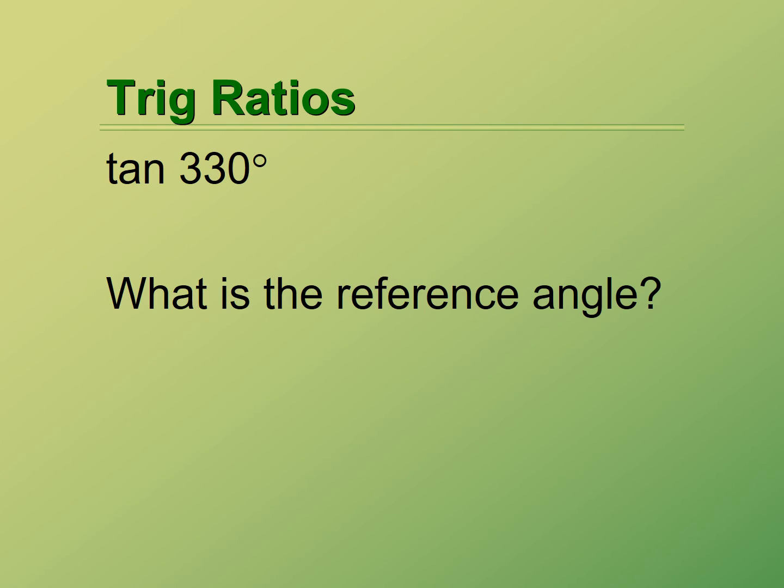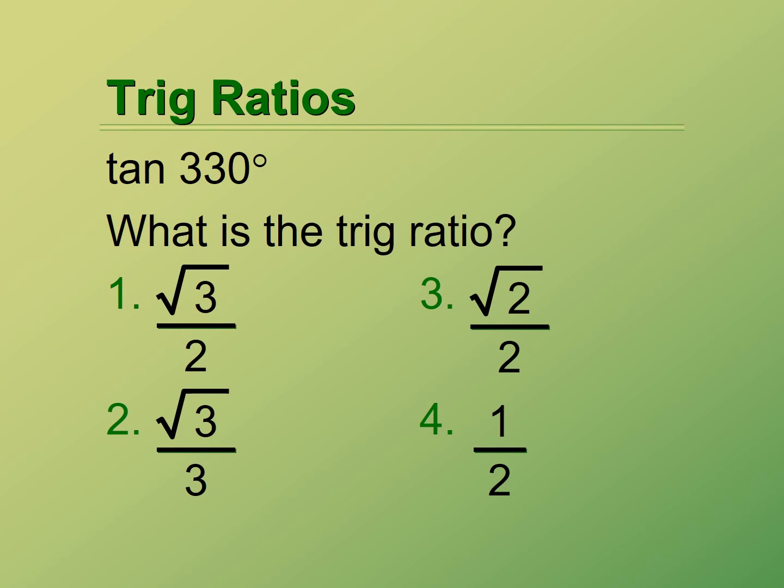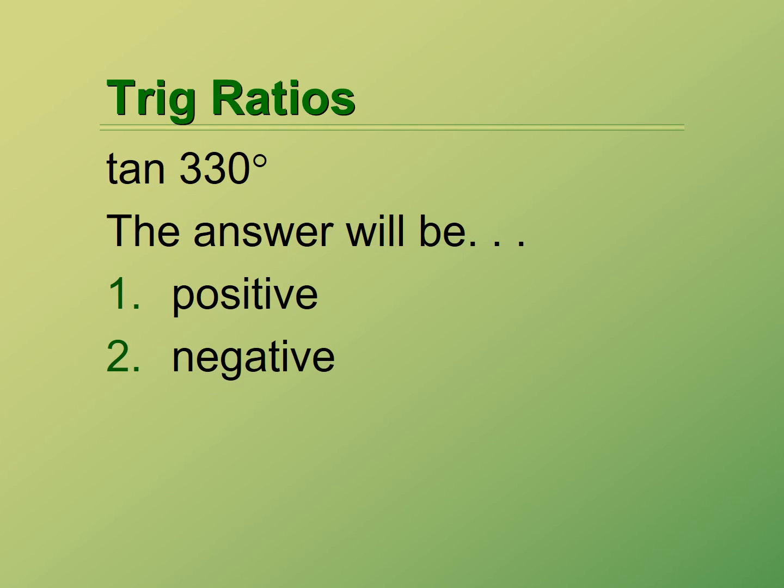Let's look at tangent of 330. First, we look at what the reference angle is. It's in the fourth quadrant, so we do 360 minus 330, which means our reference angle is 30, which means we can use our special triangle, the 30-60 triangle. Using the 30-60 triangle, we know that our trig ratio is going to be the square root of 3 over 3. And then since we are doing tangent and we're in the fourth quadrant, our answer is going to be negative.